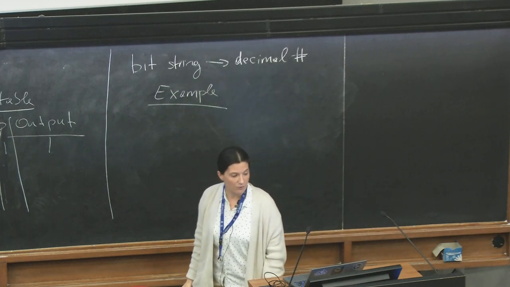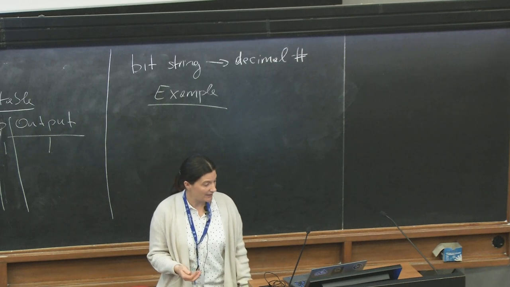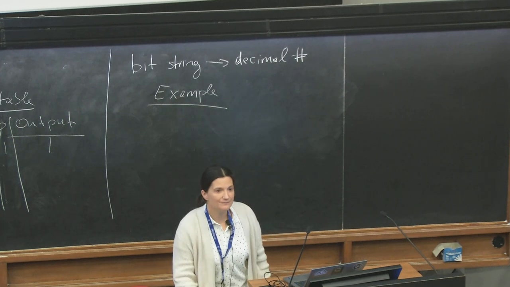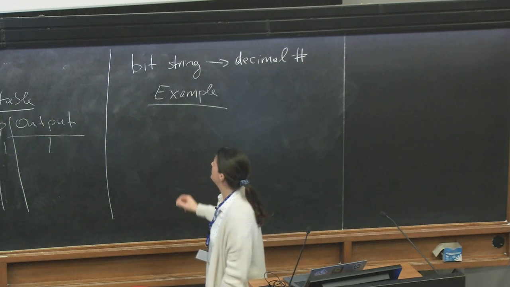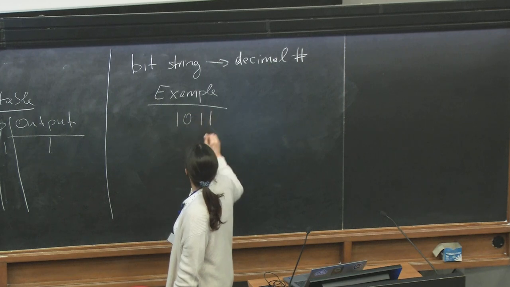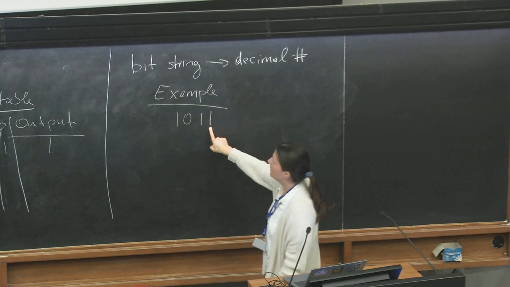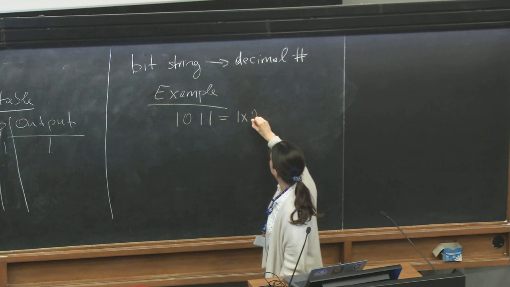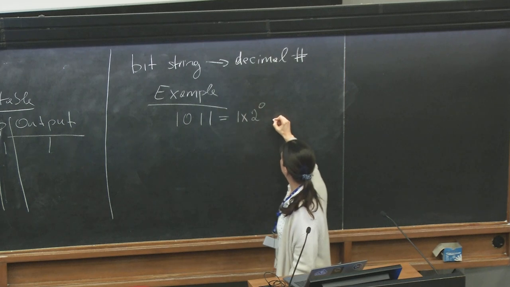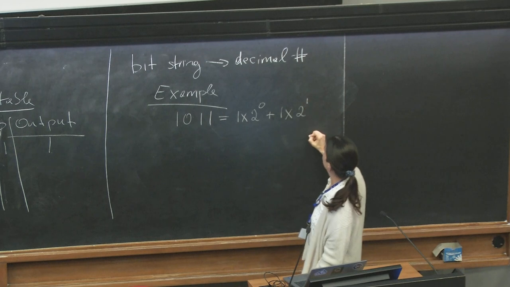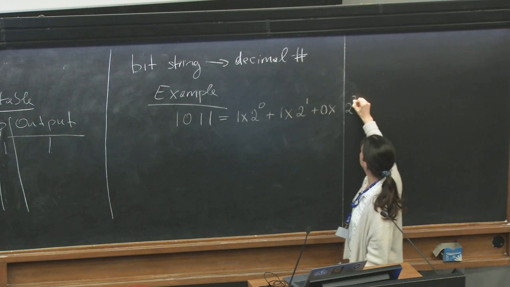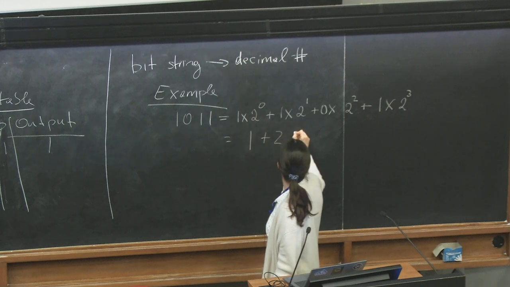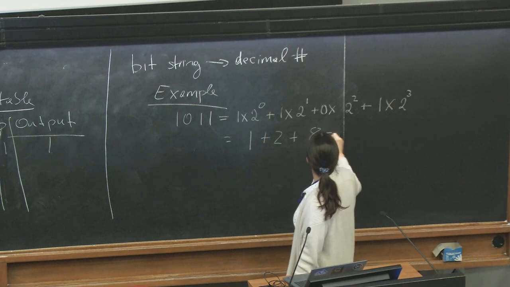What is the binary number 1011 in a decimal number? Huh? 11, okay. So we have a suggestion, 11. So let's do this. So 1011. This is your first one, right? So this would be 1 times 2 to the 0, plus 1 times 2 to the 1, plus 0 times 2 to the 2, plus 1 times 2 to the 3, right? So you have 1 plus 2 plus, what's this? 8, which gives you 11, right?